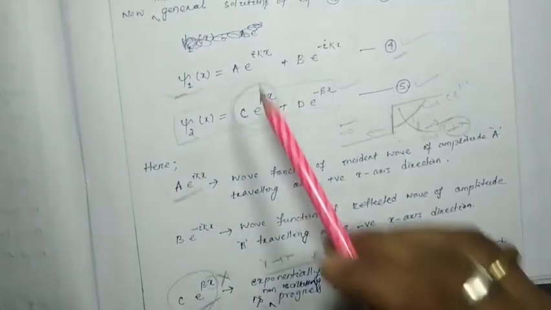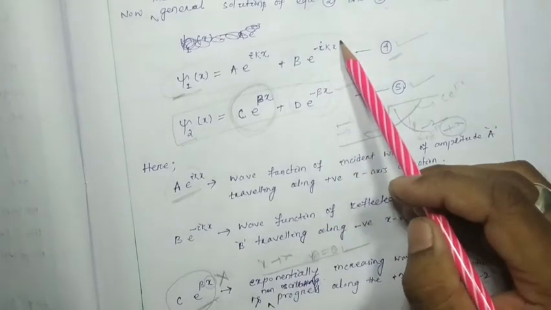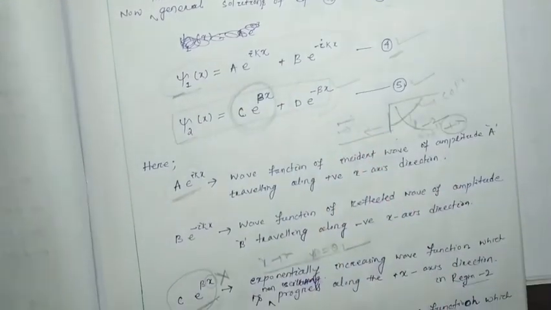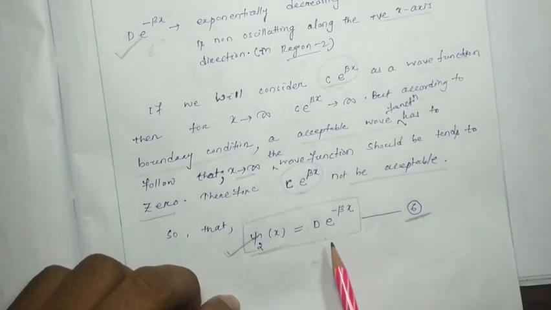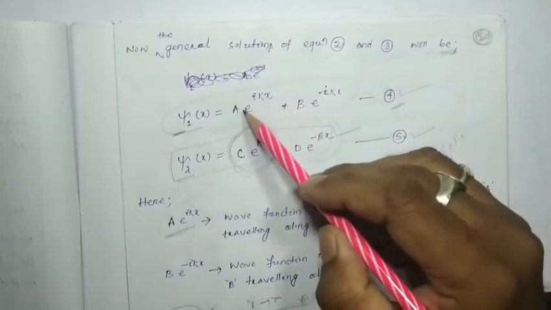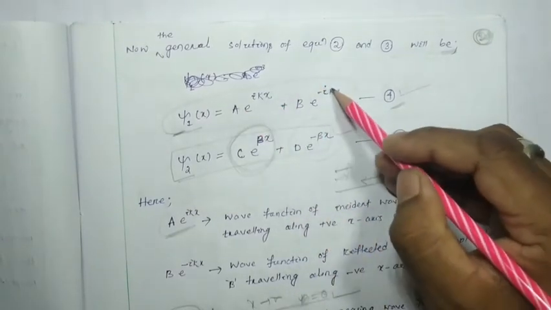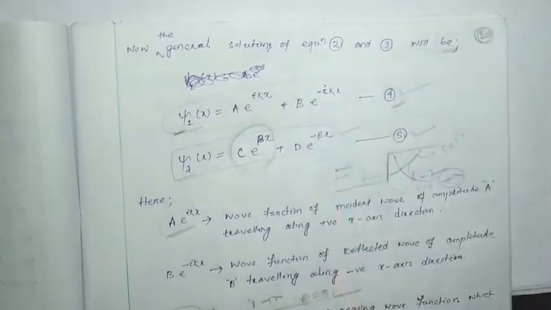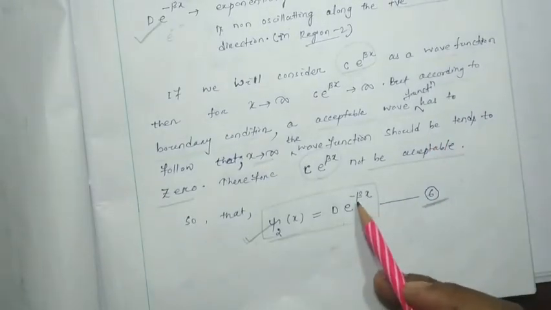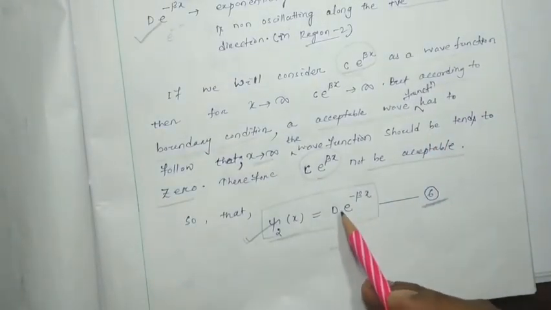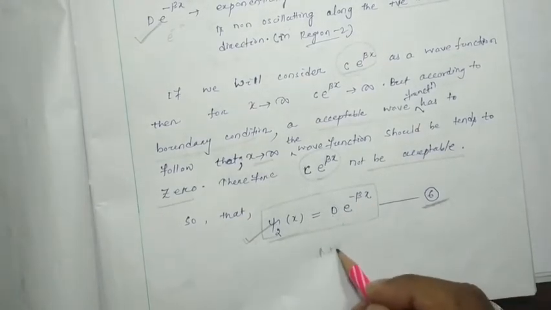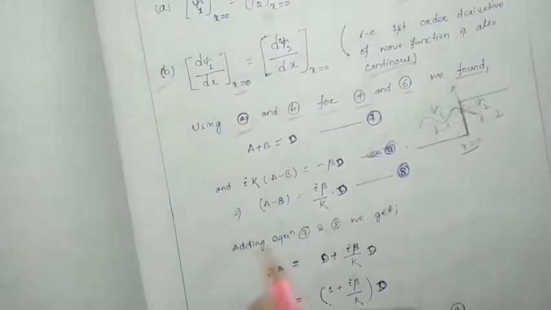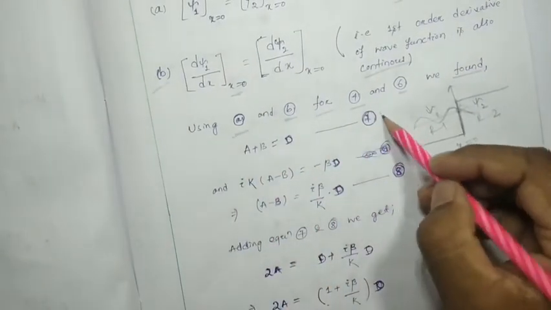Equation 4 is a e to the ikx plus b e to the minus ikx, and 6 is the representation of the wave function in region 2. So now we are going to consider x equal to 0. If we put x equal to 0, e to the 0 is 1, so we get a plus b, and on the other side it will be only d, because e to the 0 is 1. So what we got: a plus b equal to d. Let it be equation number 7.